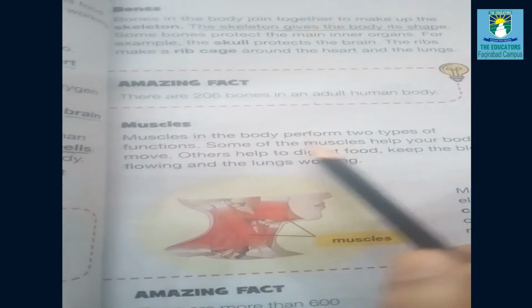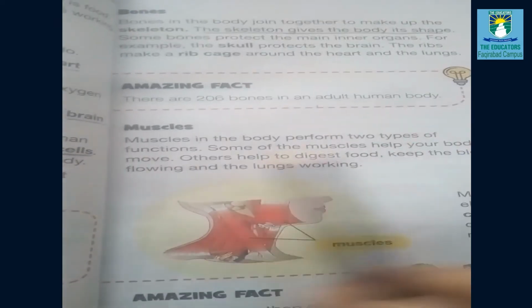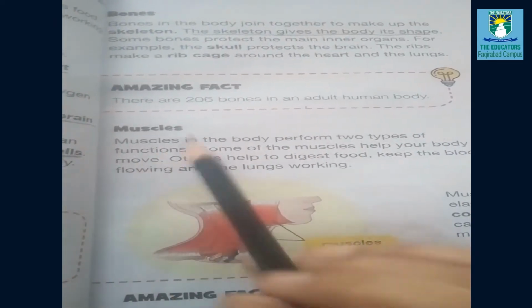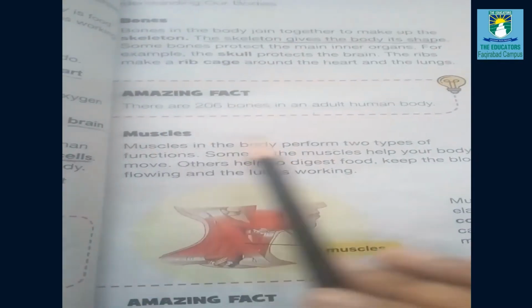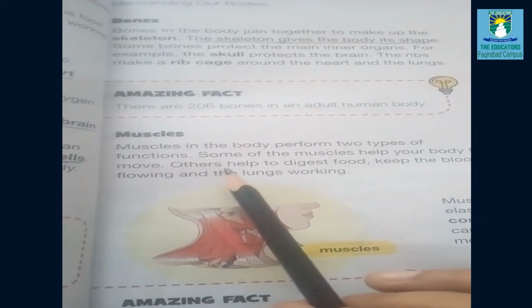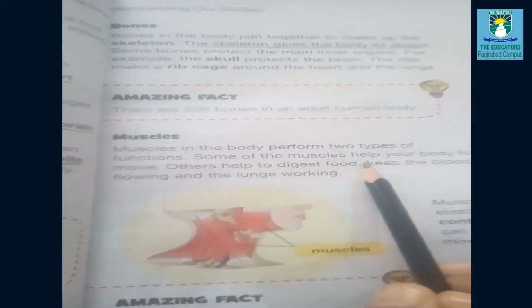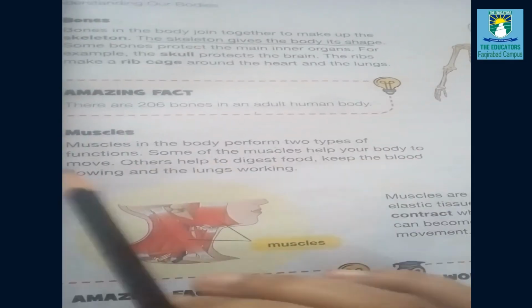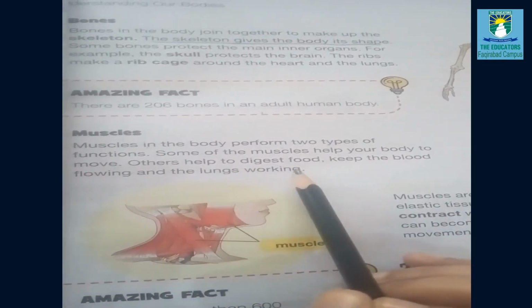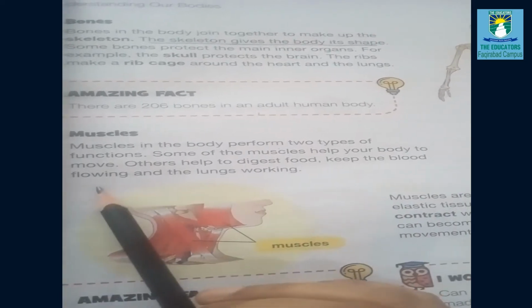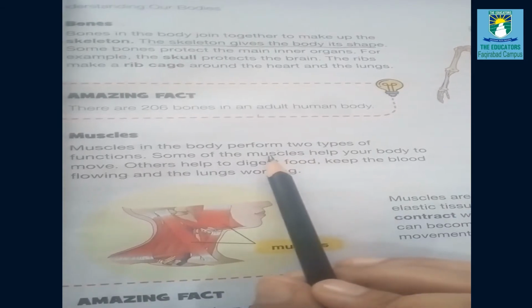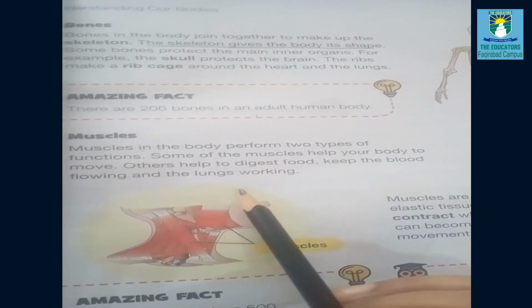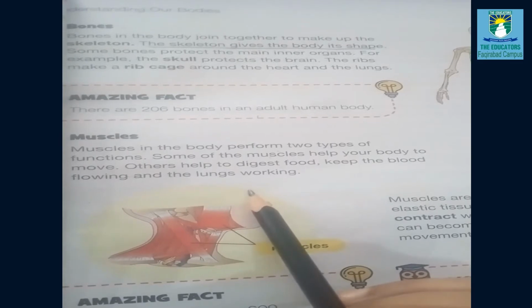Muscles. Muscles in the body perform two types of function. Bones are the hard part of our body. Muscles are soft. Some of the muscles help your body to move. Others help to digest food, keep the blood flowing and the lungs working. The first function is movement. The second is to help digest food, keep the blood flowing and the lungs working.